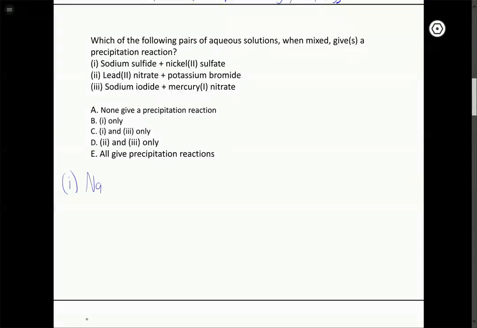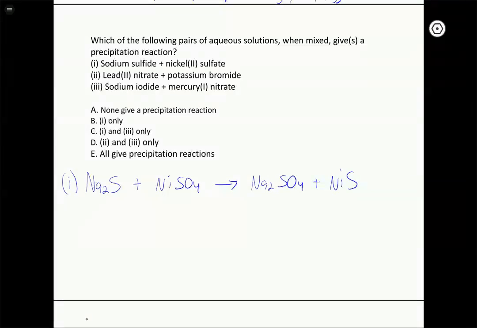So it's going to be Na2S plus nickel 2 and then paired with sulfate, SO4 2 minus. So the two products of this reaction are going to be sodium sulfate, where we take the cation sodium and pair it with sulfate as an anion, and then nickel sulfide, NiS. Alright, so which of these gives a precipitation reaction?